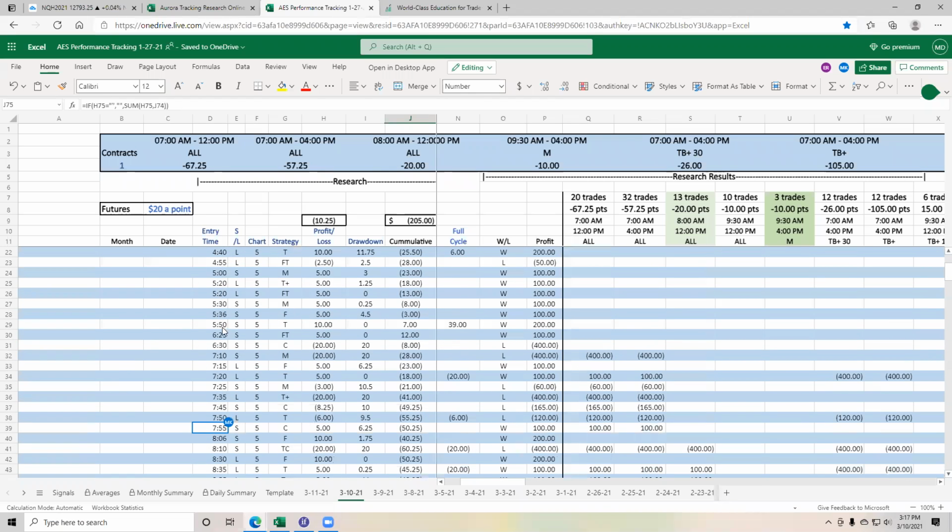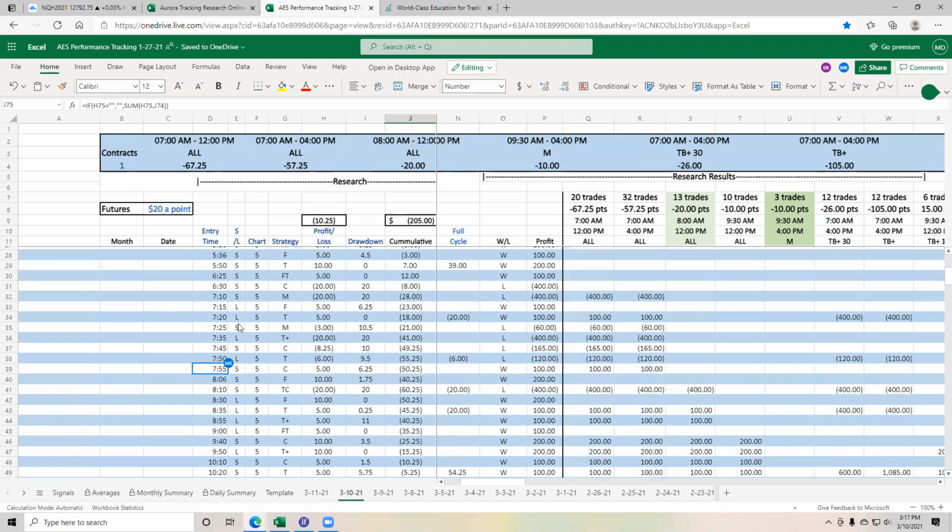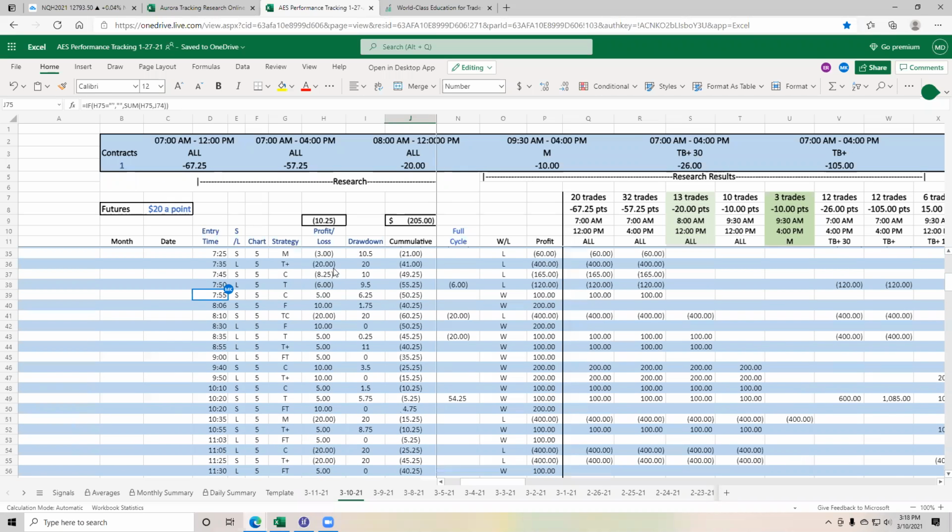So we record the time of the signal, we record whether it was long or short, we record what time frame the chart was on. We're trading a 5-minute chart. Of course, this is all in the NASDAQ 100 futures. We record what the strategy was, whether it's momentum, we also trade fractals in there, trend bias, continuation, or consensus. And then we record the profit or loss in terms of points.